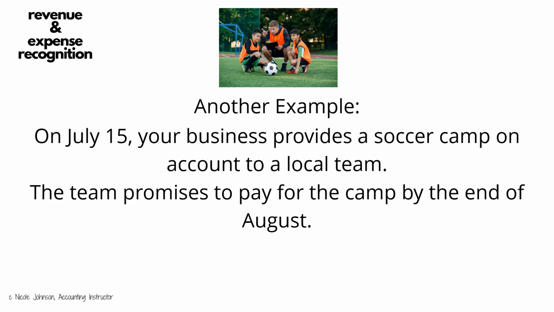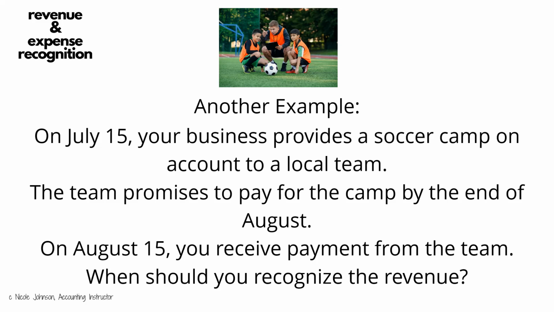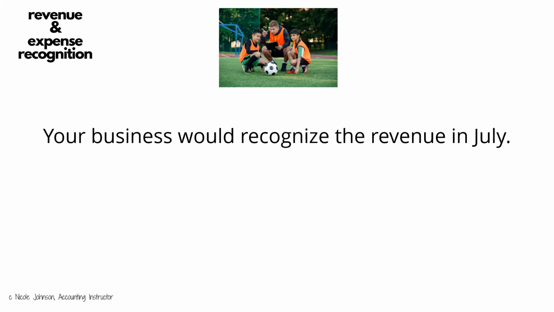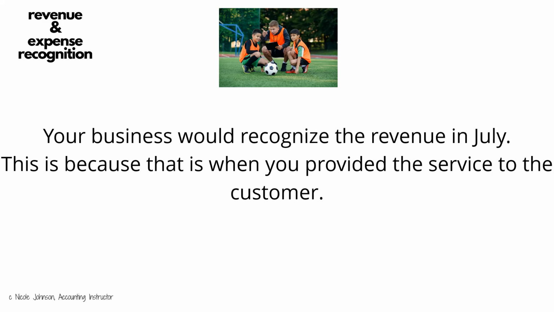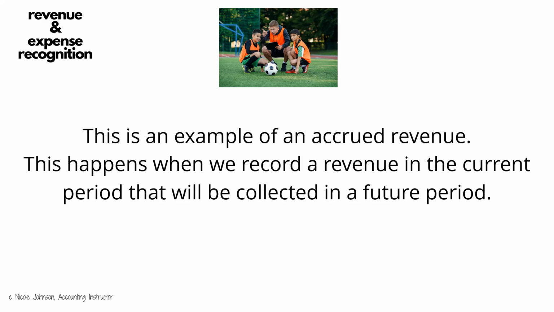On July 15th, your business provides a soccer camp on account to a local team. The team promises to pay for the camp by the end of August. On August 15th, you receive the payment from the team. When should you recognize the revenue? Your business would recognize the revenue in July. This is because that's when you provided the service to the customer. This is an example of an accrued revenue. This happens when we record revenue in the current period that will be collected in a future period.